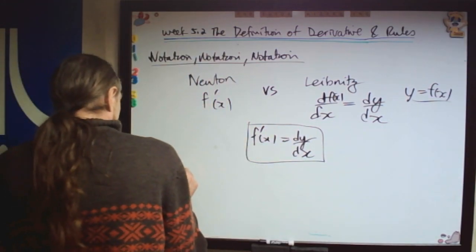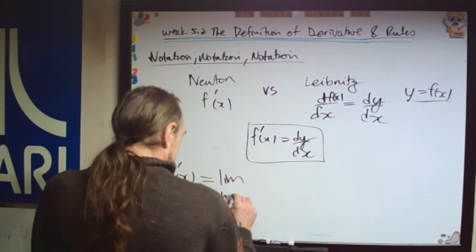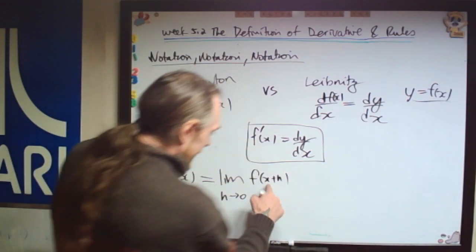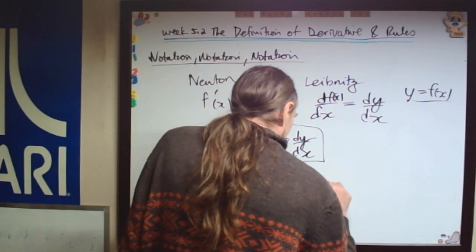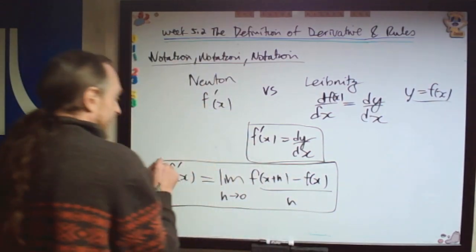Also, the definition of the derivative at every point is the same as at a point. We would say the limit as h approaches 0 of f of x plus h minus f of x over h. You just replace the a with the x. This is the derivative as a function, and then you can compute.